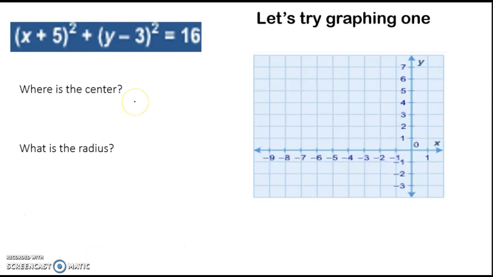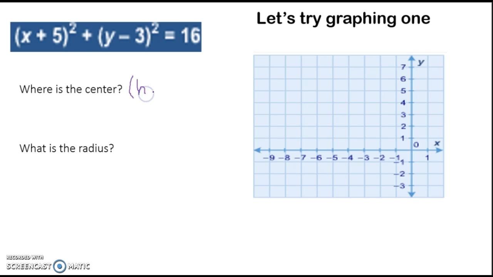All right, so for this problem, we just want to find the center, find the radius, and then graph the circle, see what it actually looks like. So we're going to start by identifying the center. Remember the formula says (x - h)² and then (y - k)², and (h, k) is the center.